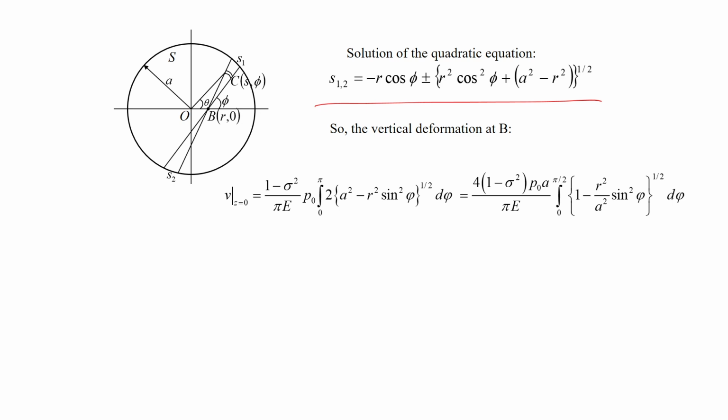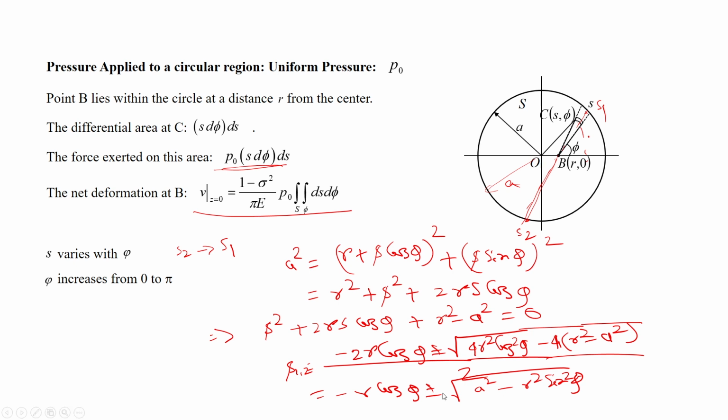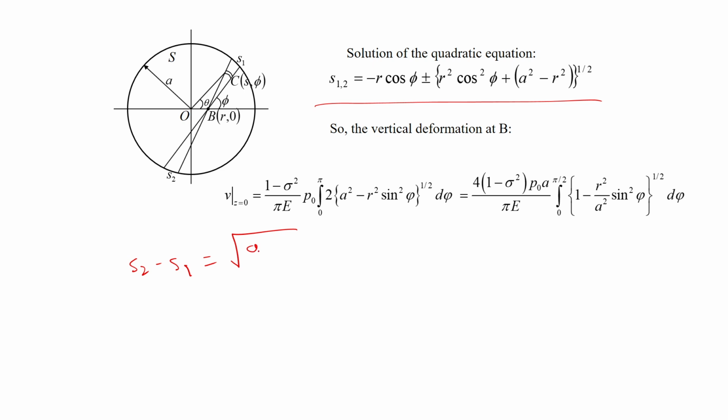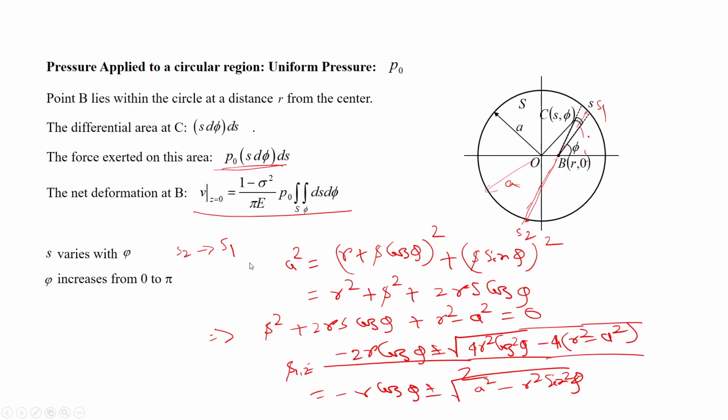So, now if we integrate it with respect to S, we will get S2 minus S1. So, here S2 minus S1, from here we can directly see this quantity will be equal to whatever we get here. So, this is S2 minus S1. So, it will be square root of a square minus r square sin square phi, and it has to be multiplied by 2 here. From here if we do S2 minus S1, it will be like that.